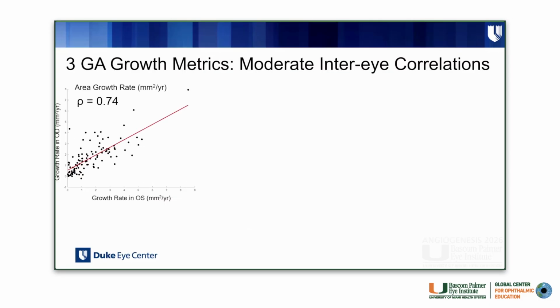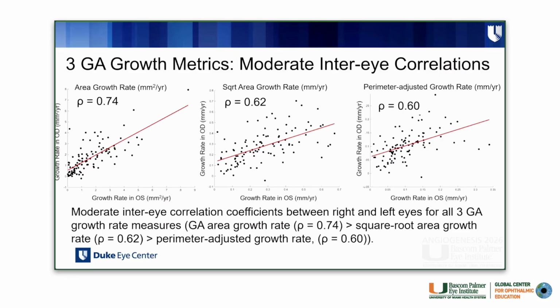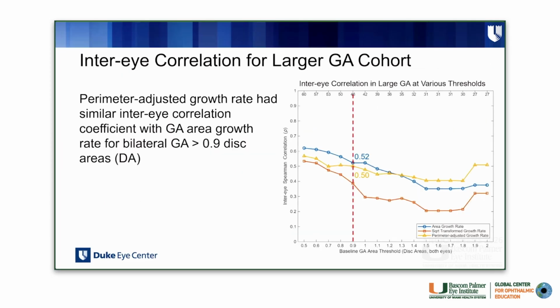We investigated the inter-eye correlation of 3 GA growth rate metrics, including the GA area growth rate, square root transformed area growth rate, and perimeter adjusted growth rate. As we can see here, all 3 GA growth rate metrics showed moderate inter-eye correlation. But the GA area growth rate has slightly higher inter-eye correlation coefficients than the other 2 metrics. One possible reason for this trend is that the fellow eyes often share similar baseline characteristics. Since raw area growth rate is more dependent on these baseline factors, the correlation may be inflated. Another possible reason is that GA progression dynamics shifts as lesions enlarge.